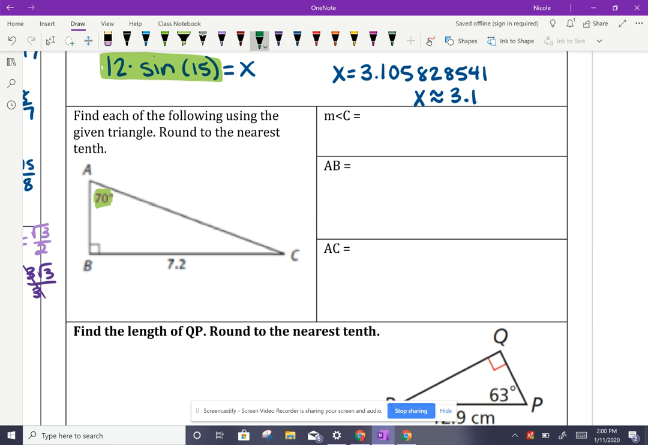This is a triangle, so the sum is 180. I do have a right angle, which is 90. And so I have 90 left. So 90 minus 70 gives us 20. So angle C has a measure of 20 degrees.